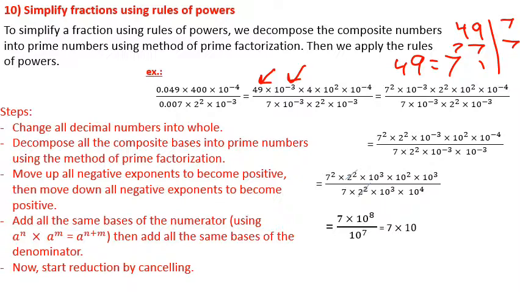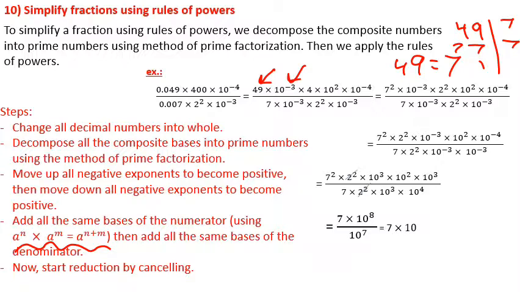After that, we should look at the numerator, and we should add together the exponents of all the same bases using the rule, which is a to the power n times a to the power m equals a to the power n plus m. The same thing we do for the bases in the denominator.